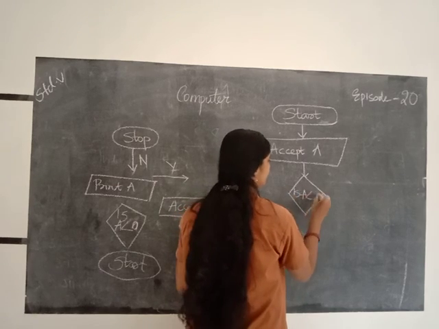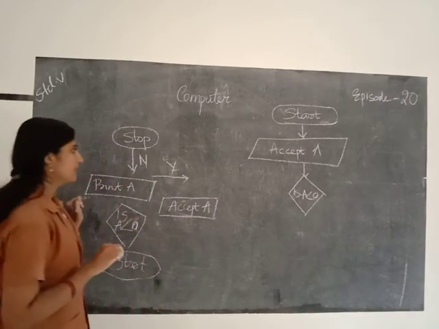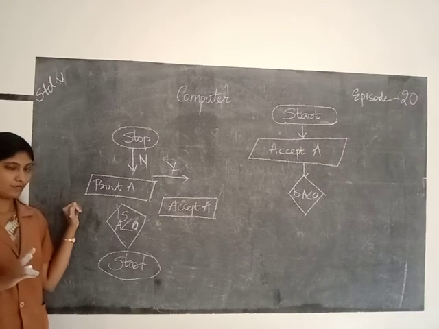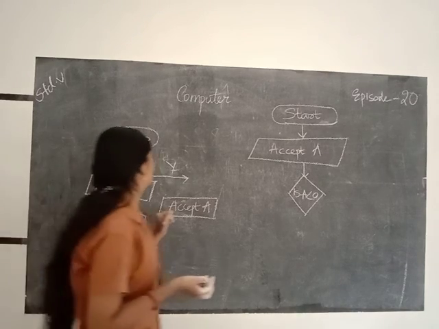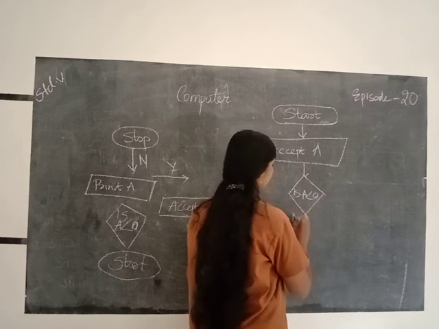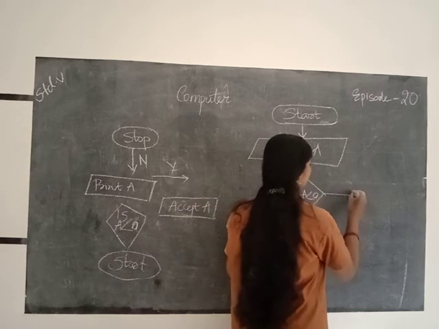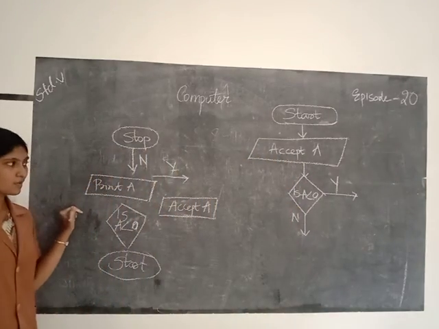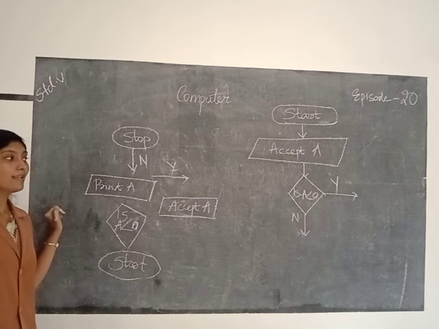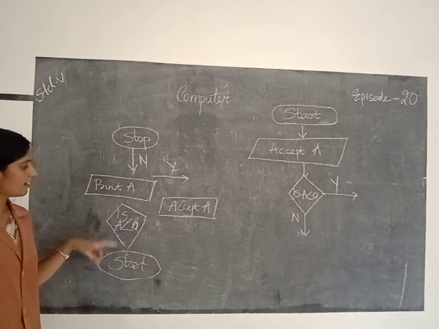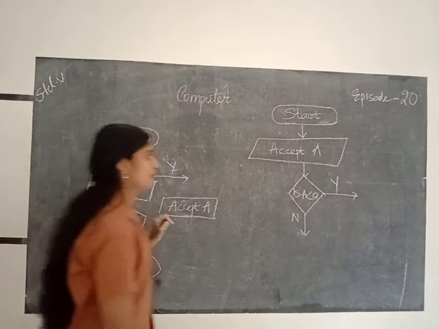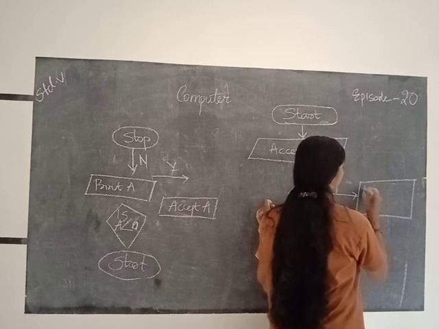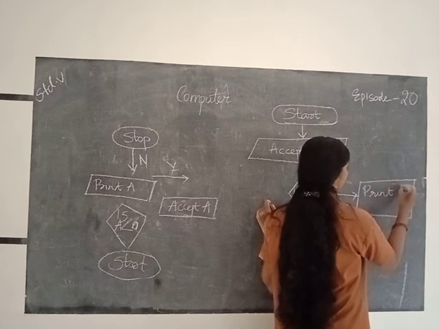Is A less than 0. Then it contains two results, that is no and yes, meaning a false condition and a true condition. So here is the false condition and here is the yes condition or true condition. Then if it is true, that means you entered a value which is less than 0, then print A. So here is the printing box, then print A.